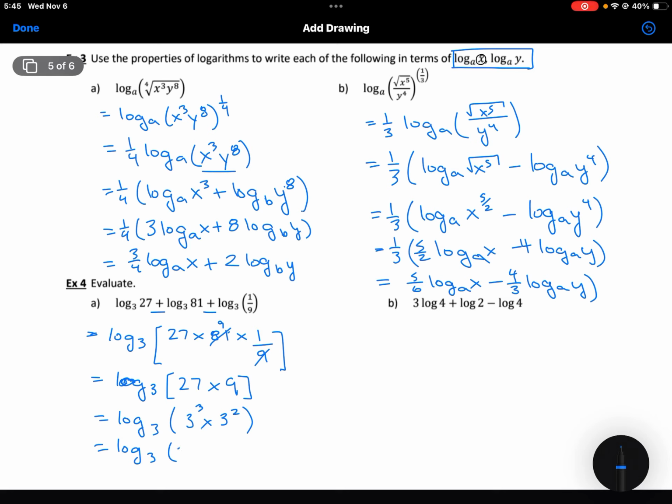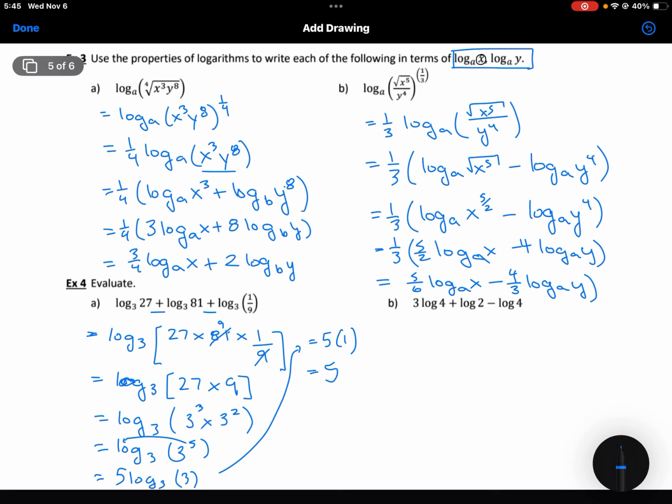of 3 to the 5. And then I'm going to bring down my exponent. So I get 5 log 3 of 3. And I know that any base where the argument is the same is just equal to 1. So I can say this is equal to 5 times 1, which is just 5. You could also evaluate it separately and get the same answer.